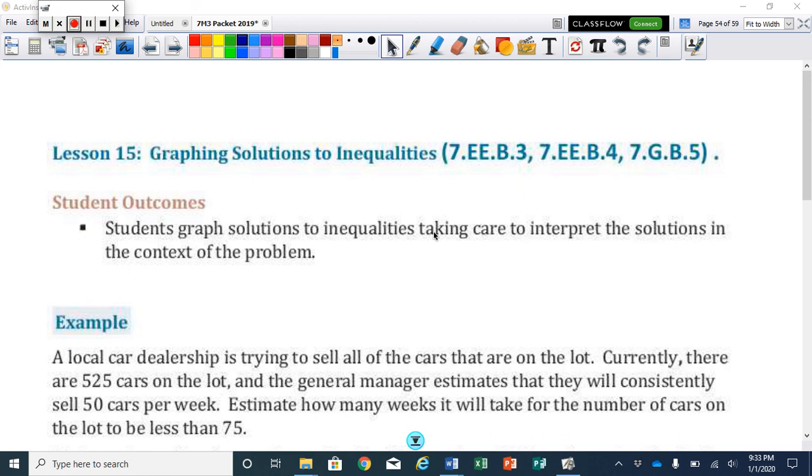Lesson 15, Graphing Solutions to Inequalities. Students graph solutions to inequality, taking care to interpret the solutions in the context of the problem.